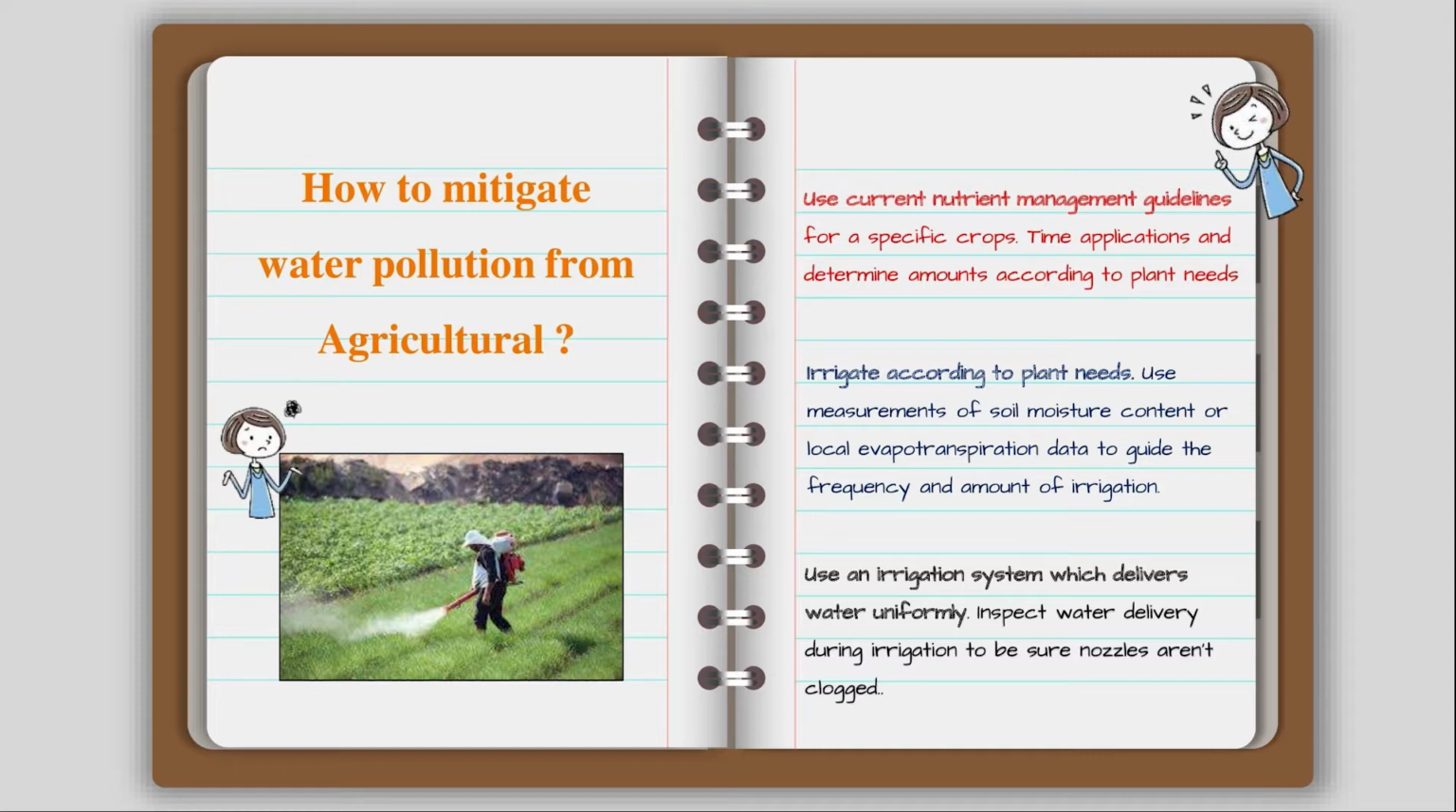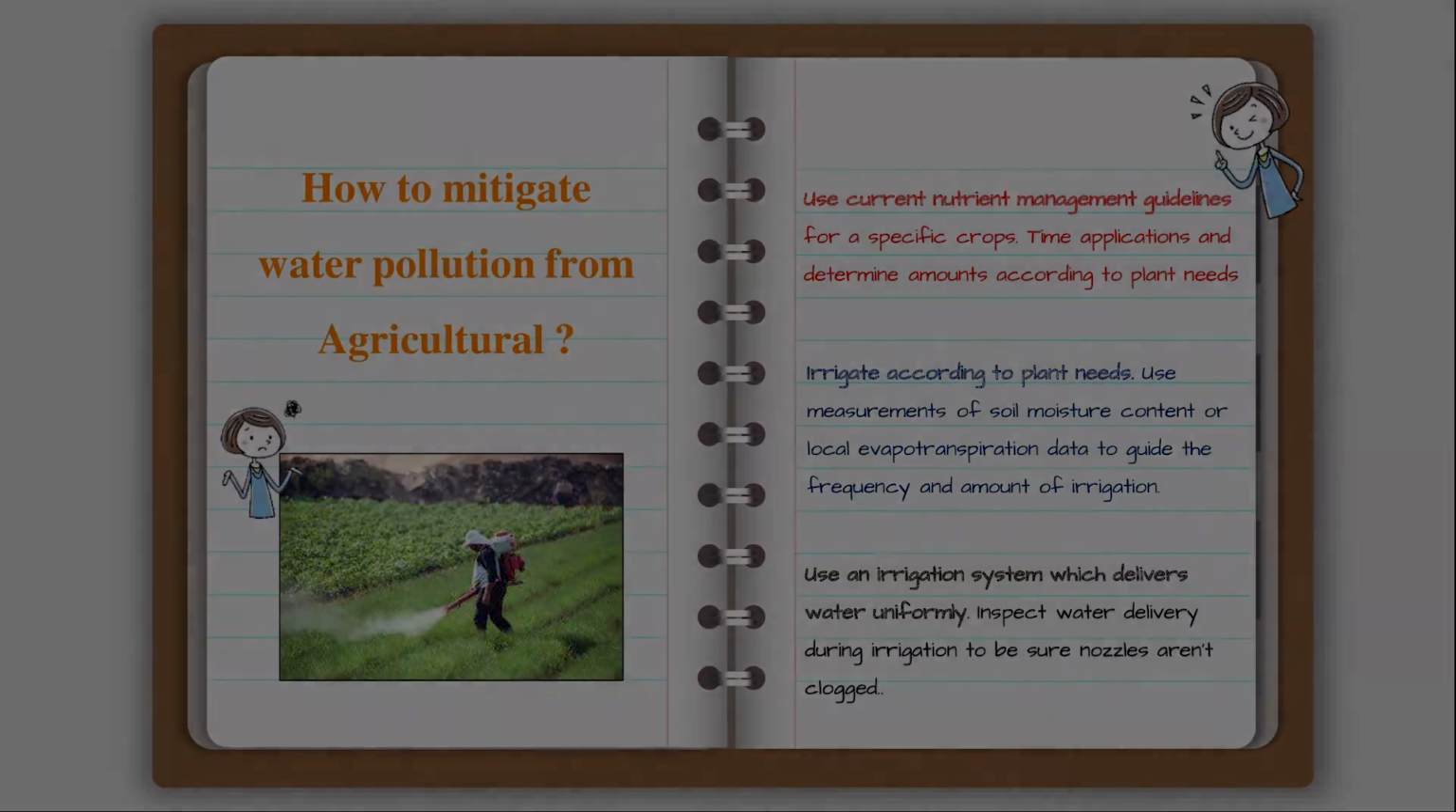Irrigate according to plant needs. Use measurements of soil moisture content or local evapotranspiration data to guide the frequency and amount of irrigation. Use an irrigation system which delivers water uniformly. Inspect water delivery during irrigation to be sure nozzles aren't clogged.